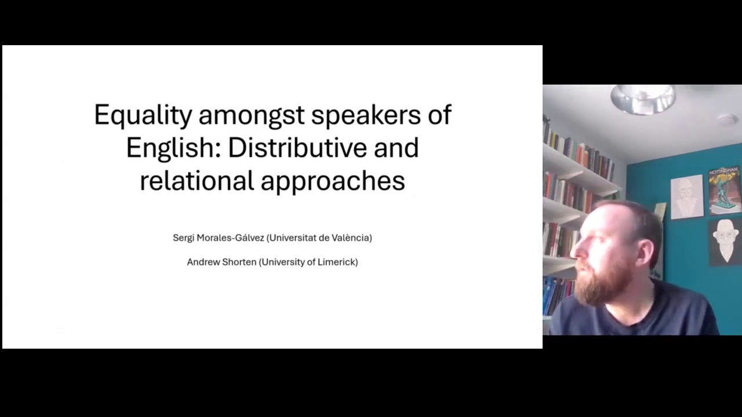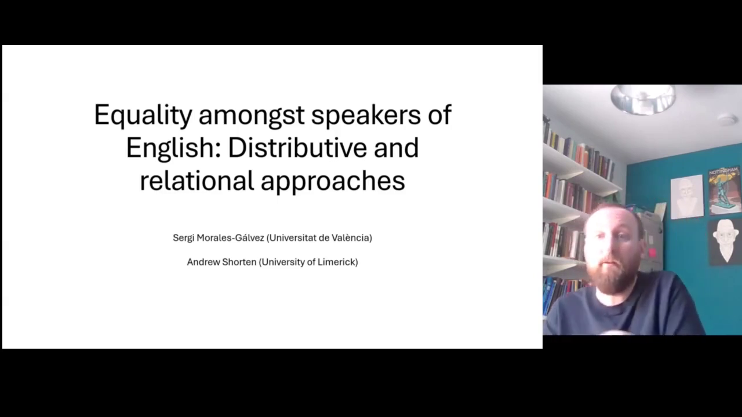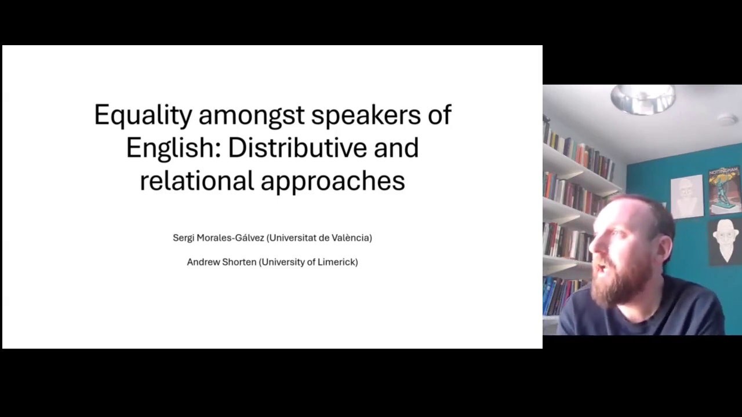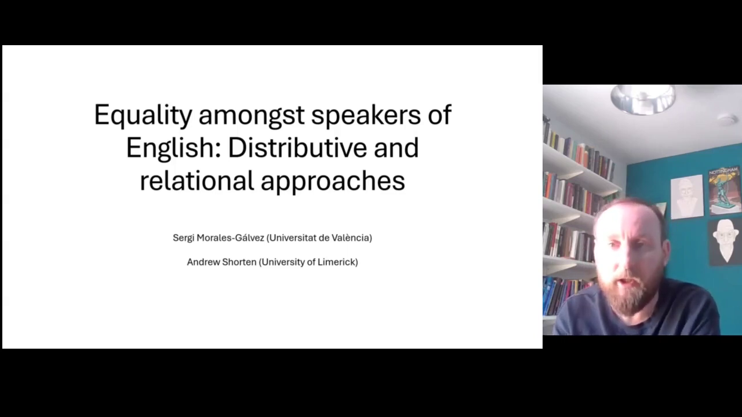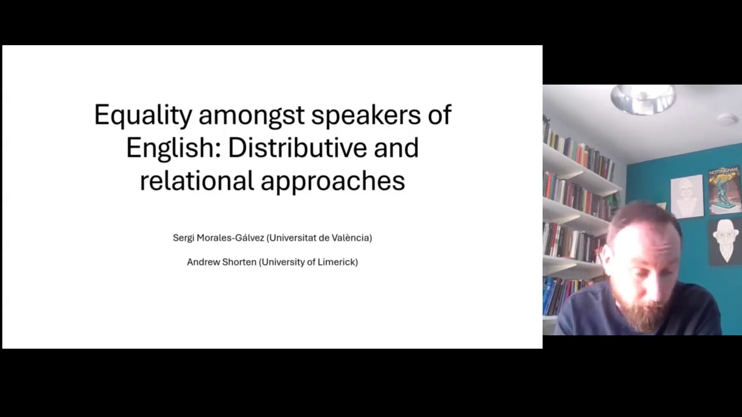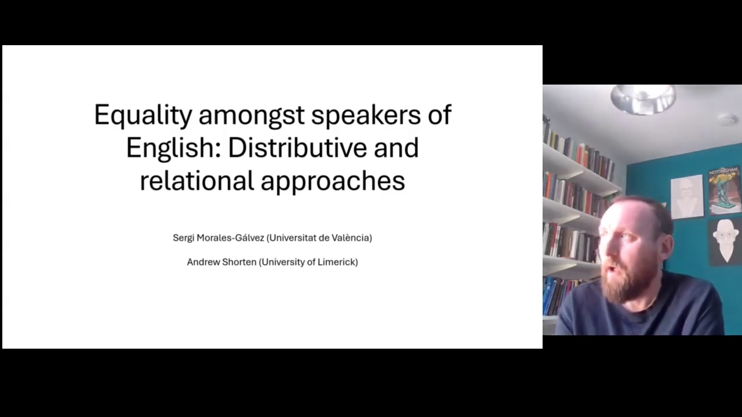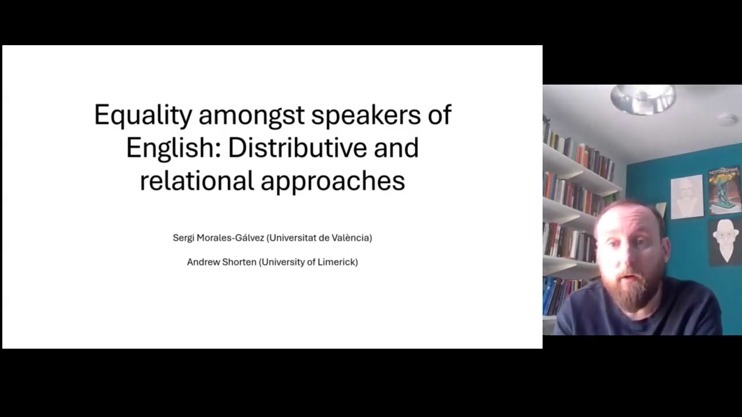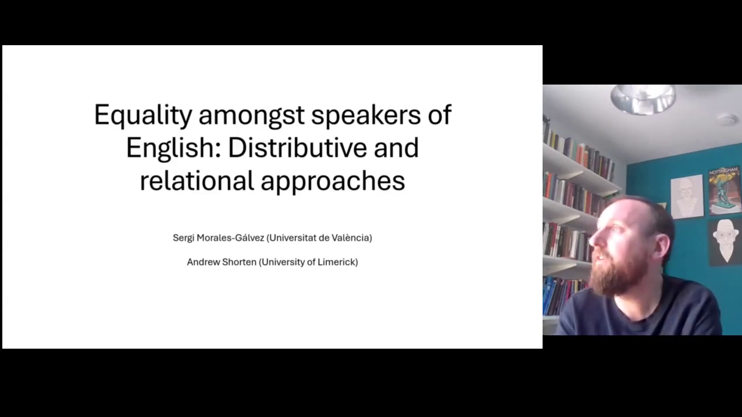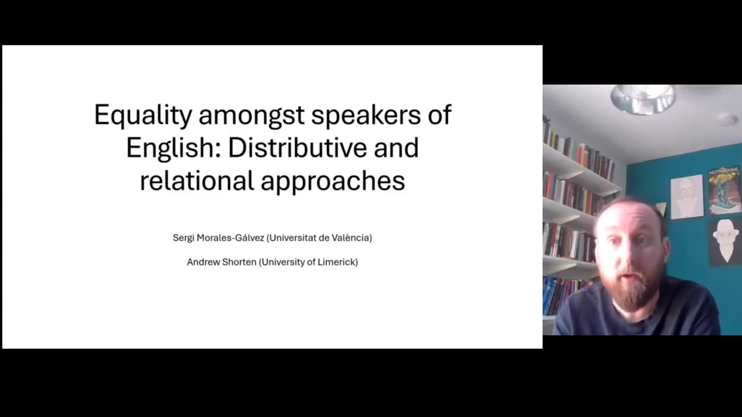So by speakers of English, we mean both people who speak English as an L1, so people for whom it is their mother tongue or their first language, and also people who speak English as an additional language, so speak or use English as an L2. We also are inclusive about the variety of English that one uses, so standardized varieties right through to all varieties that might be recognized as versions of English by their speakers.